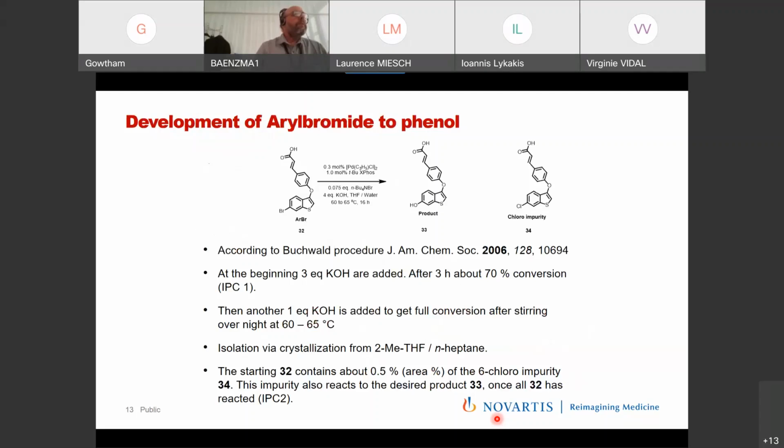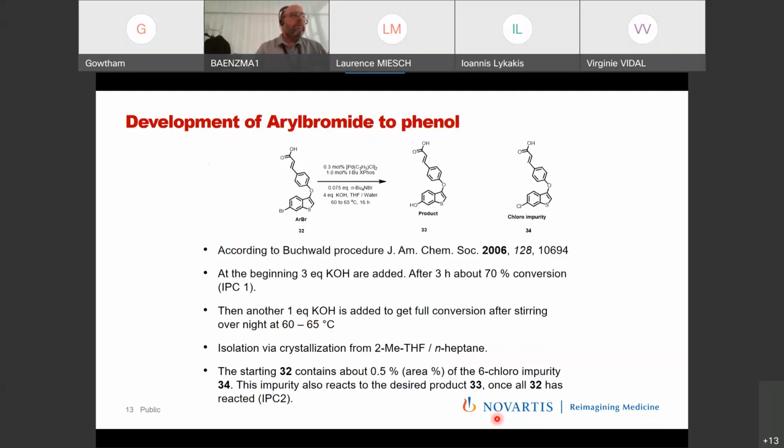The development of the aryl bromide to the phenol is shown here. We used only 0.3 mol% of this palladium allyl chloride dimer and 1 mol% of the tertiary butyl XPhos. According to this Buchwald procedure, at the beginning, 3 equivalents of potassium hydroxide were added.